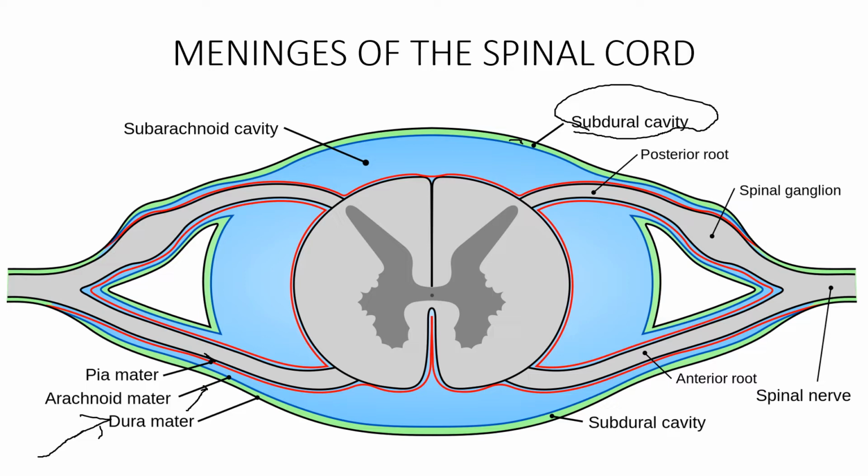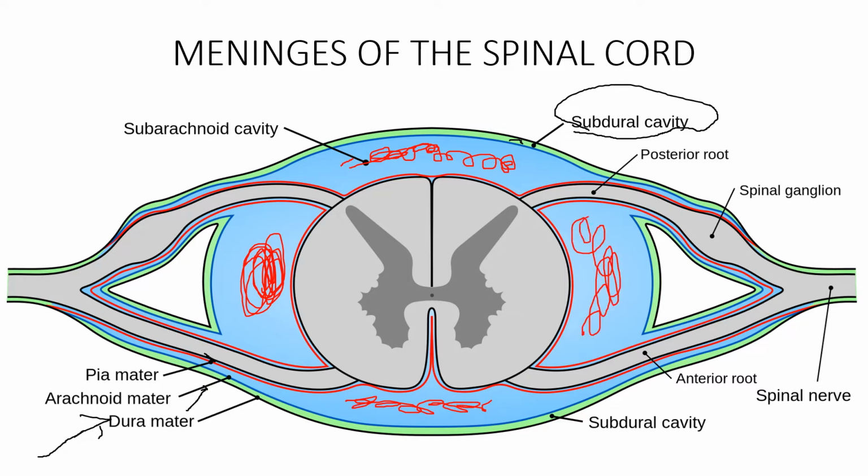And then you can see the subarachnoid cavity in blue. So all of this space, where there's going to be a bunch of spider legs supporting between the arachnoid and the pia mater, is surrounded or floating in this cerebral spinal fluid. So there's a lot of fluid around your spinal cord protecting it.